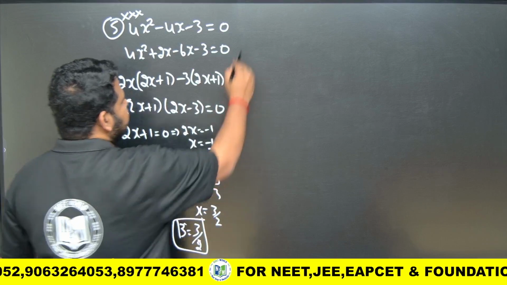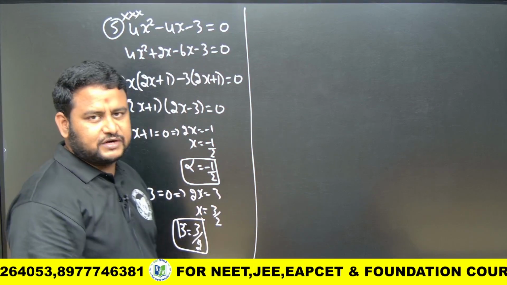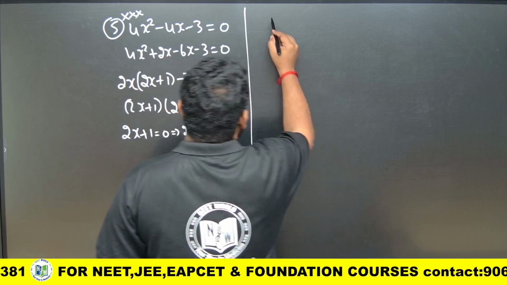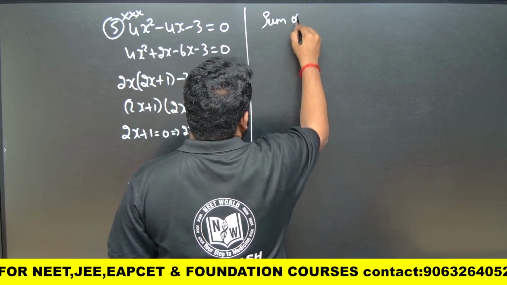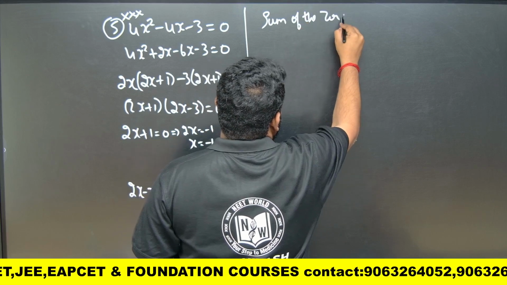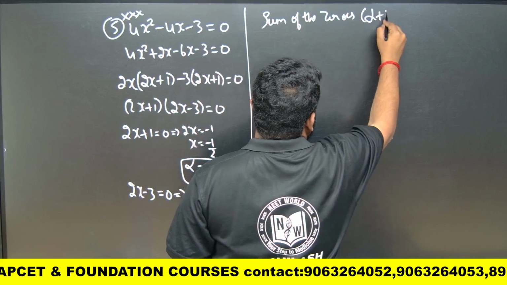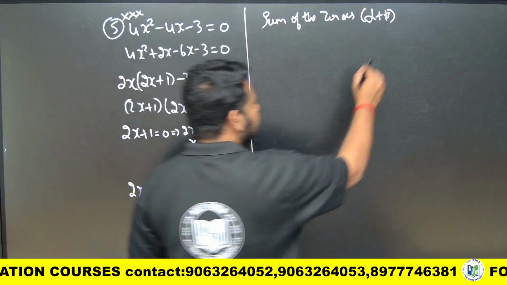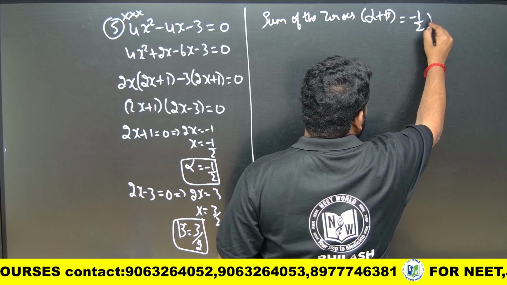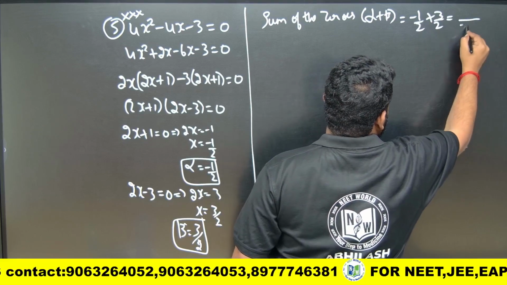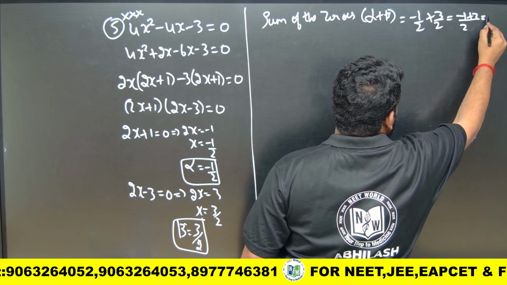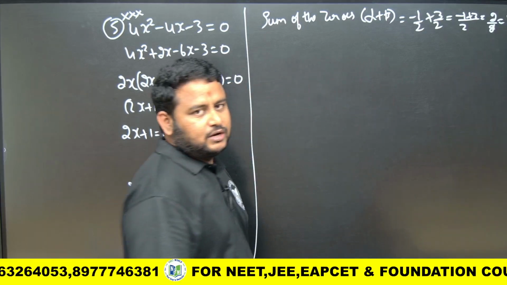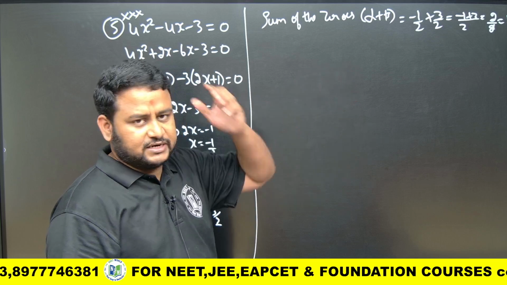Now we have to find the relation between zeros and coefficients, and then we have to verify. First, the sum of the zeros by the direct method: alpha plus beta. Alpha is minus 1 by 2 and beta is 3 by 2. So this becomes minus 1 by 2 plus 3 by 2. LCM is 2 itself, so minus 1 plus 3 is 2 by 2, which is equal to 1. The sum of the zeros, alpha plus beta, we got as 1.